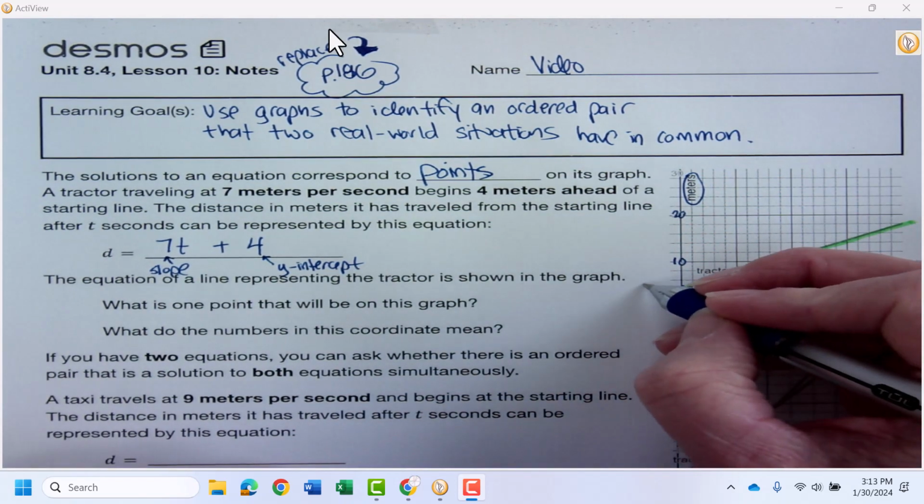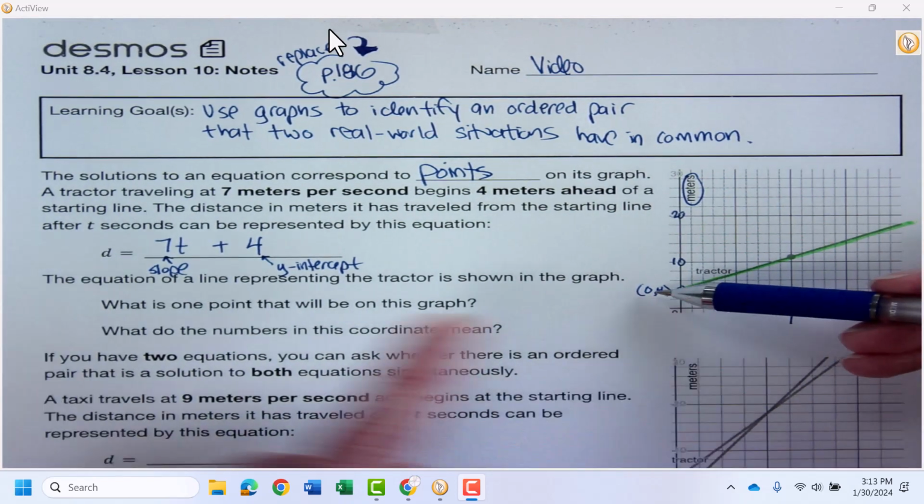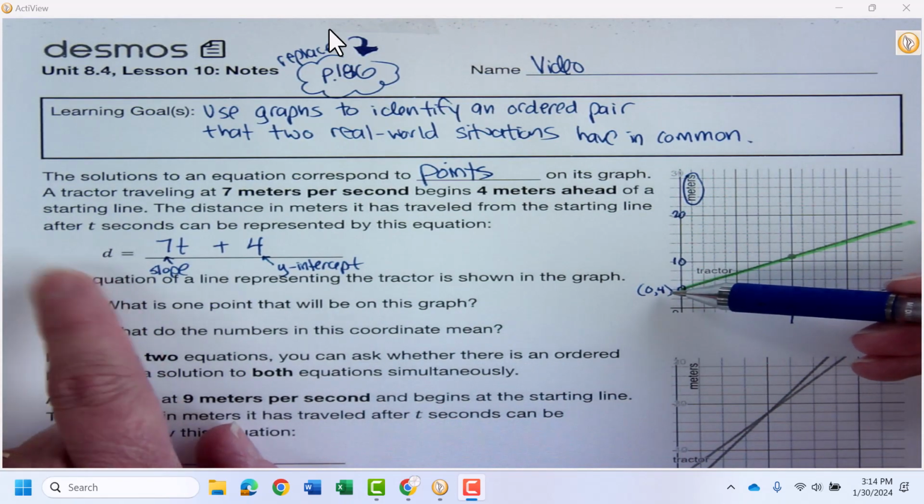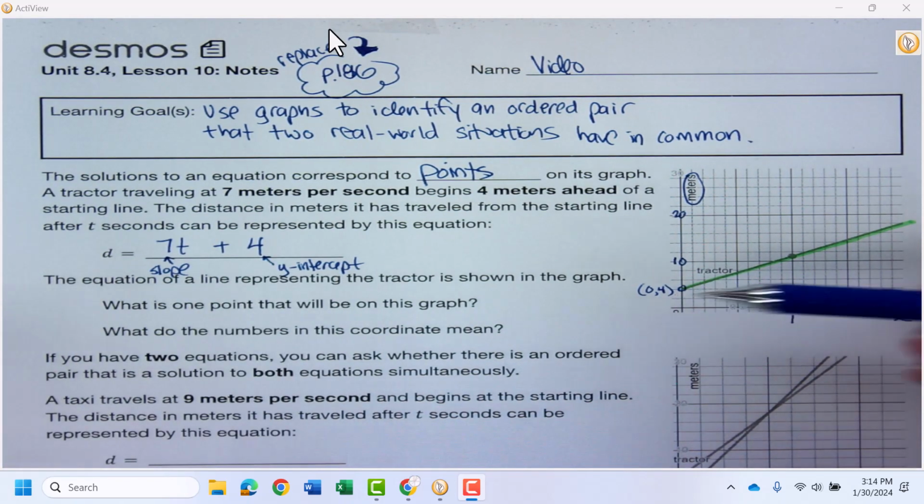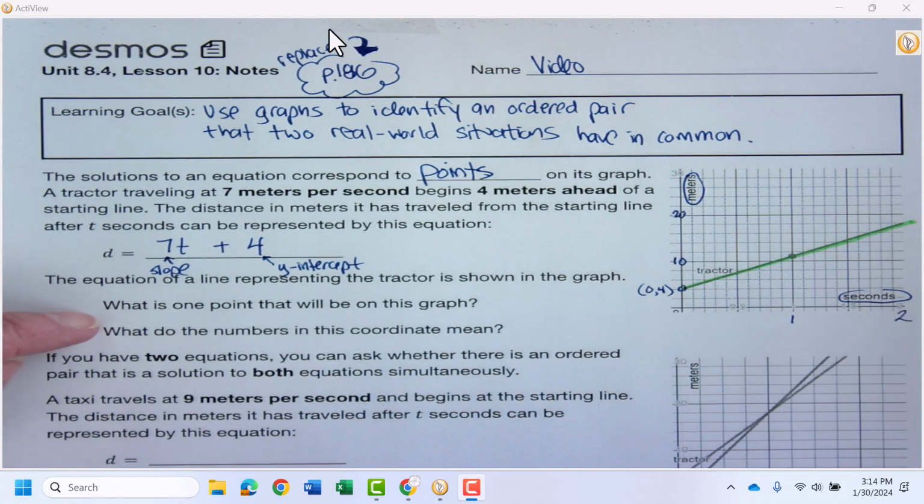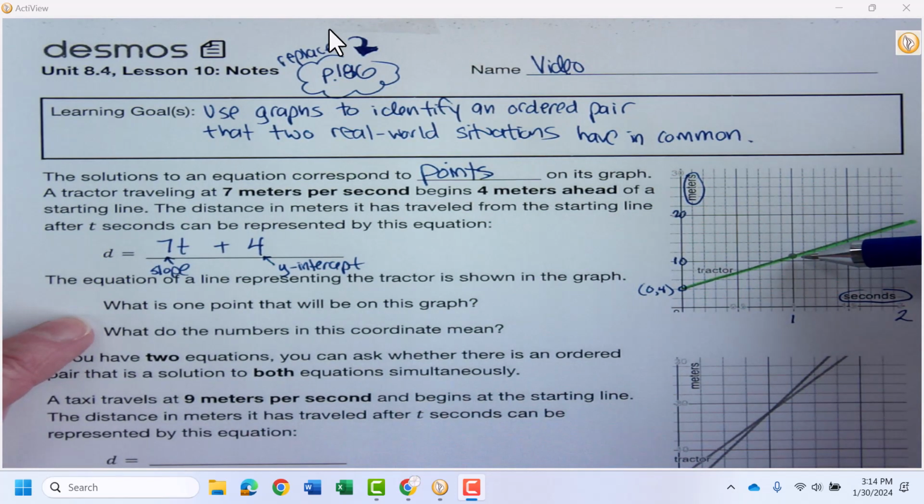And every point on this line would make this equation true. For example, if I have the point 0, 4, if I substituted in 0 for t and 4 for the distance, it would make this equation true. And every point on this line would do the same thing. So here we have the equation of a line representing the tractor. Let's find a point that will be on this graph. Well, we've already found the point 0, 4. Let's find another one. Looks like this point is on that green line. And this is the coordinate 1, 10.